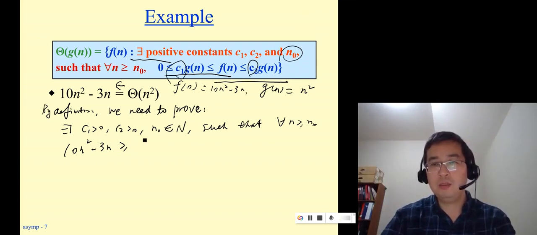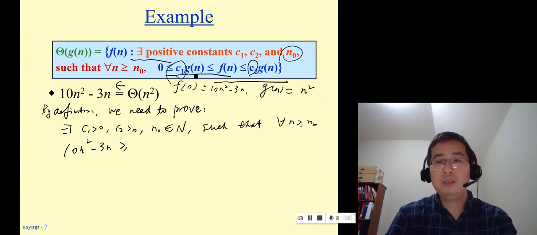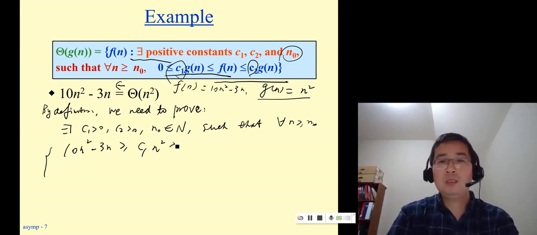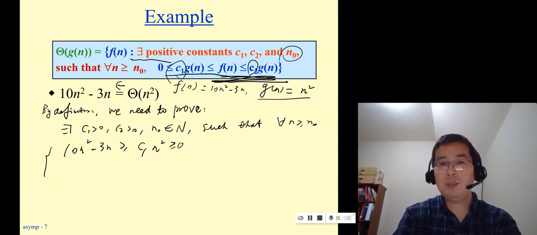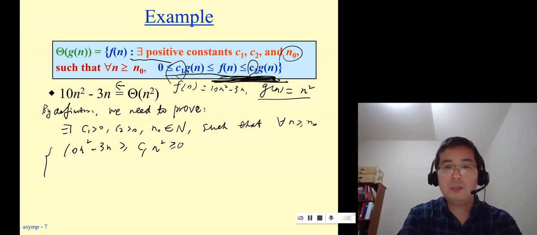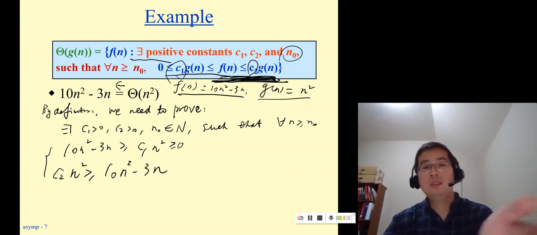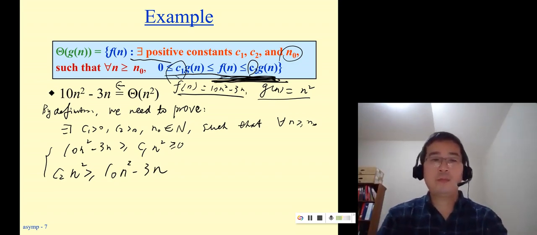So f of n, 10n squared minus 3n, is larger than C1 g of n, which is C1 n squared. So this is one function, so of course this one will be larger or equal to 0. There's no problem, right? And then the next one is the second inequality: C2 g of n, C2 n squared, larger than f of n. Just substitution. So next, we just solve C1, C2, and n0.